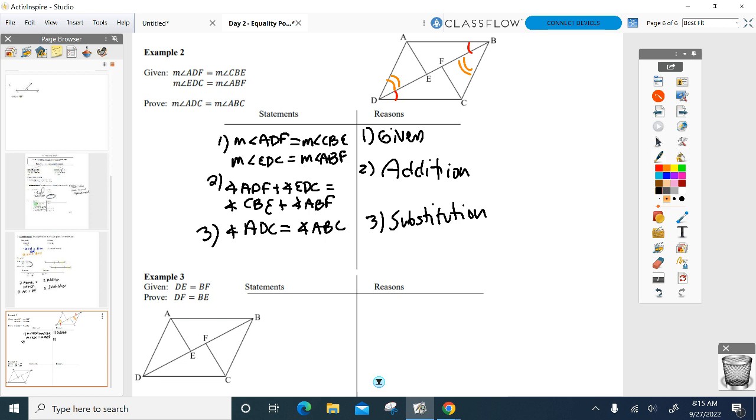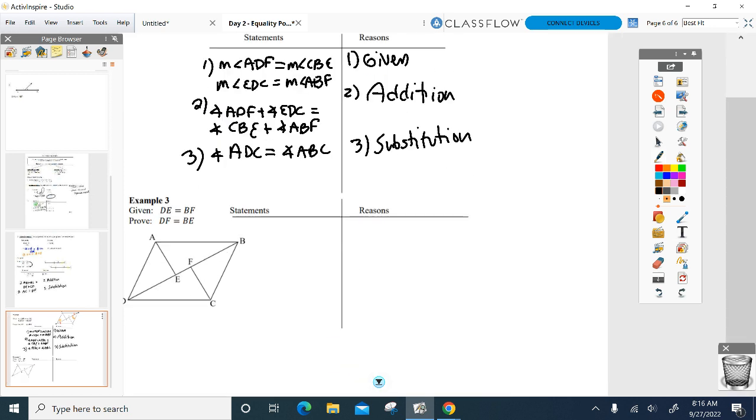I'm getting you guys in a bad habit, unfortunately. We've just done 2 proofs that are given, addition, substitution. It's not all going to be like that. So this is why I'm going to do number 3 with you. It's not always going to be these 3 steps in that order.